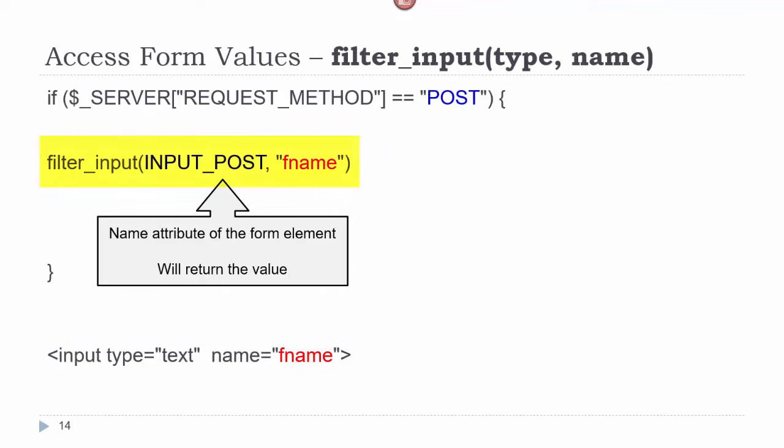The filter_input function. All right, this is a PHP function that can also be used to return the value of a form element. It takes two parameters. The first parameter is essentially the input type. The second parameter is the name of the form element. So here, if you were using a get, you would use the filter_input function and pass it the INPUT_GET parameter to retrieve the value for the specified form element's name.